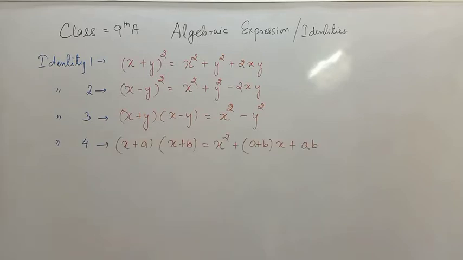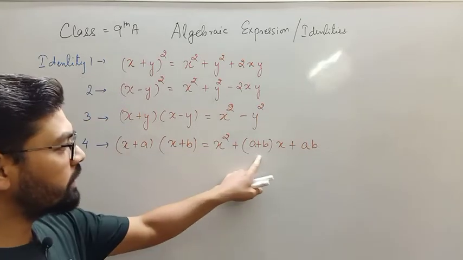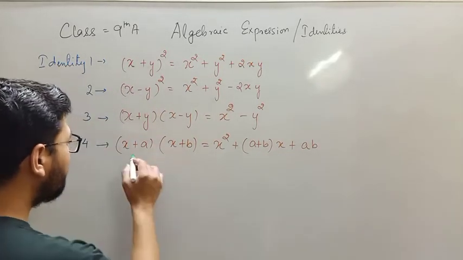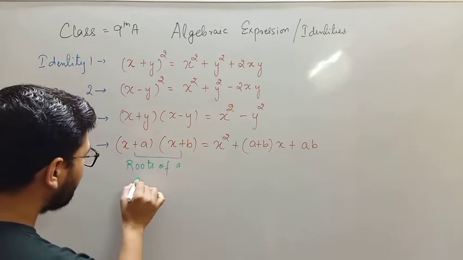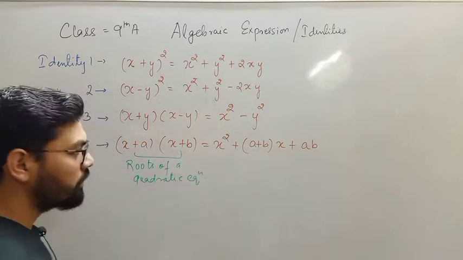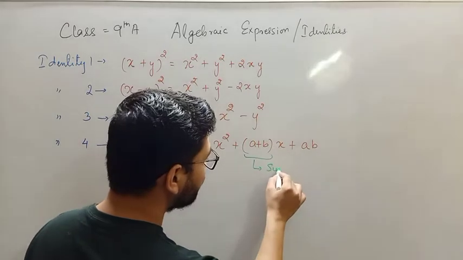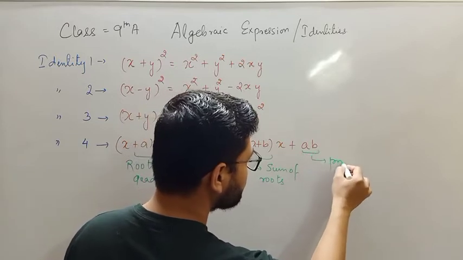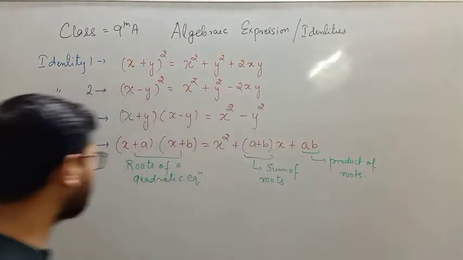Now the fourth identity is (x + a)(x + b). When you multiply these two, you will get x square plus (a + b) into x plus ab. Now this is nothing but a quadratic equation. These are the roots of a quadratic equation, which you will learn in class 10th in detail. This is nothing but the sum of roots, and this is nothing but the product of roots of a quadratic equation. Note it down first.